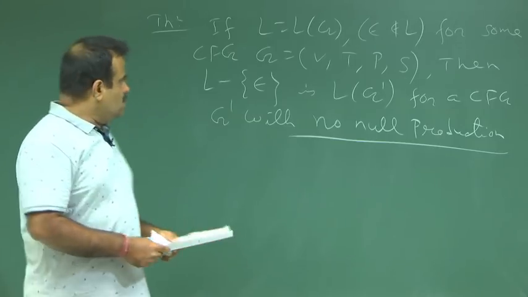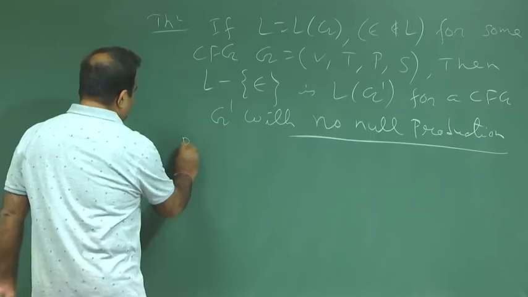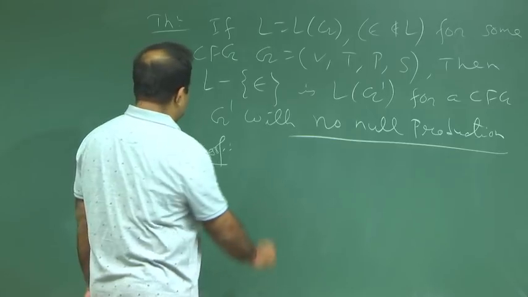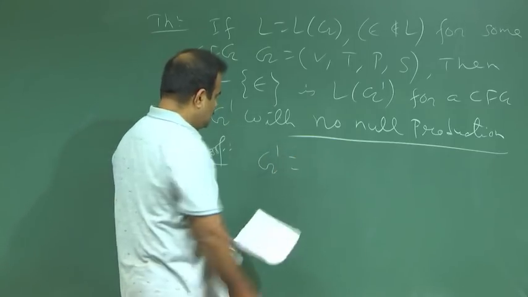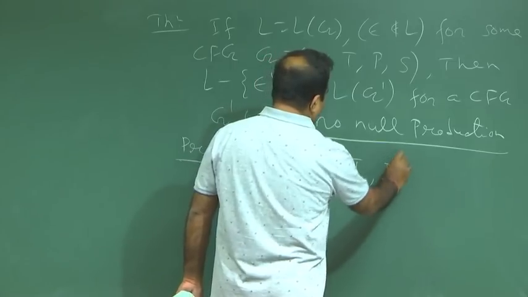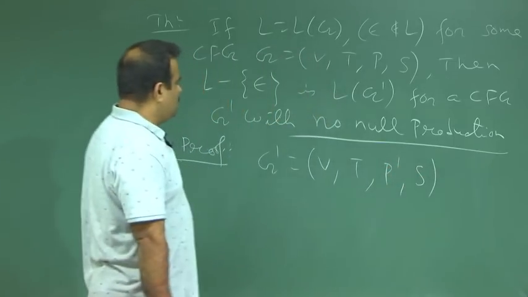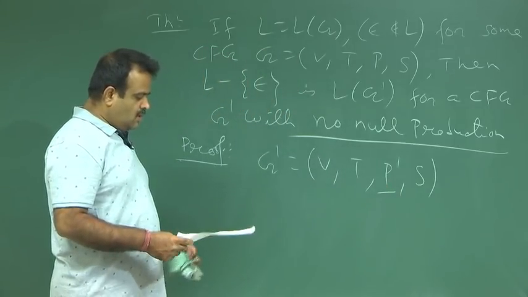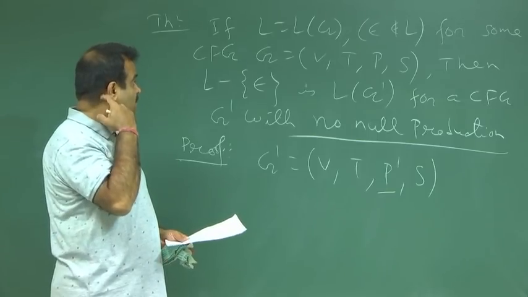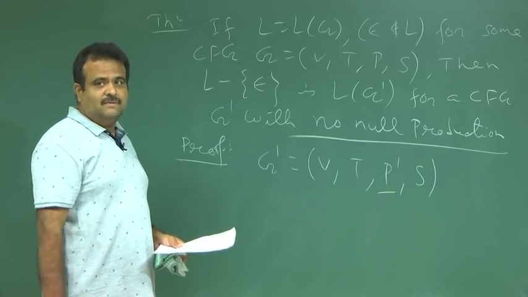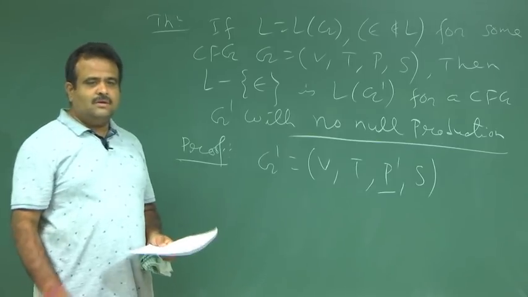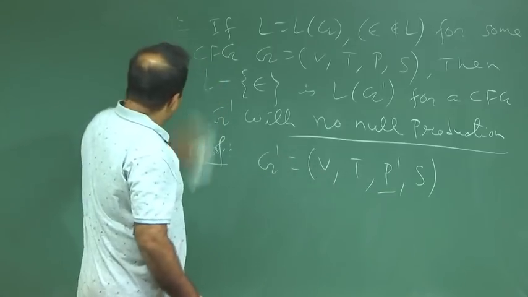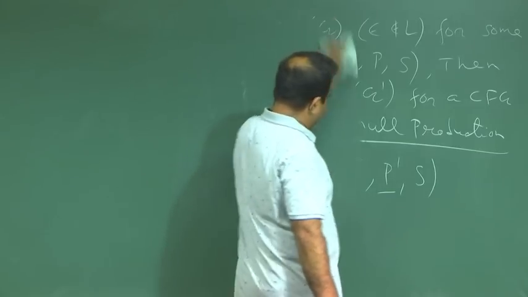So, how can we do that? Basically, we are going to construct a grammar G prime like this. V and T will be the same, only the P will be different, I mean the rules will be different. For that, we need to find the nullable variables recursively. We first find the nullable variables recursively, and then we construct the P prime. So, now the question is how to get the nullable variables recursively.